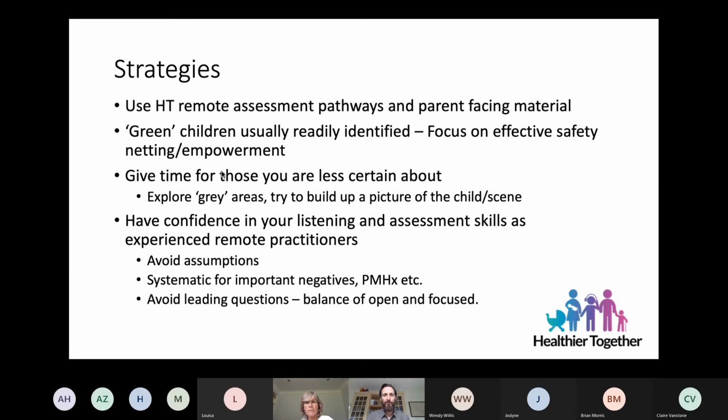But as I said, fall back on your skills and have confidence really in your listening and assessment skills. So you will know you want to avoid any assumptions. It is important at times to be quite systematic, particularly for the important negatives in the history, past medical history and things like that. And obviously trying to avoid leading questions. So particularly when you're doing remote assessment, avoiding those pitfalls that you're all familiar with. So a balance of open questions, but clearly and well-structured focused questions for the important points.